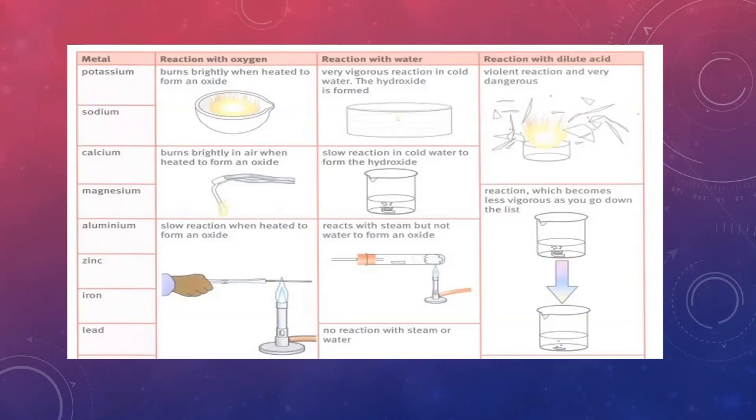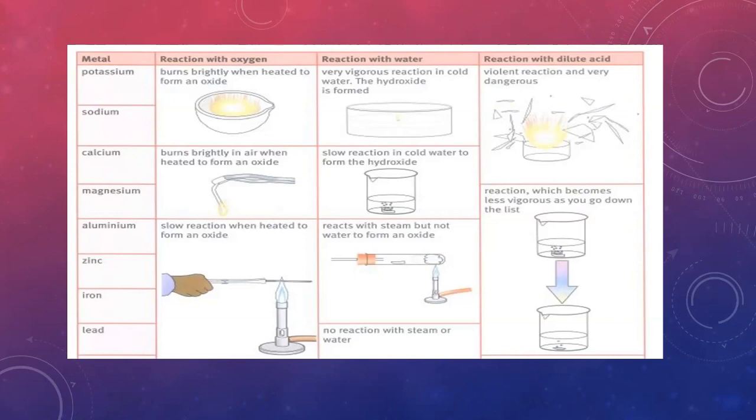Start with potassium and sodium. When potassium or sodium react with oxygen, they burn brightly when heated to form an oxide. Okay. In general, when a metal reacts with oxygen, the oxide is formed.